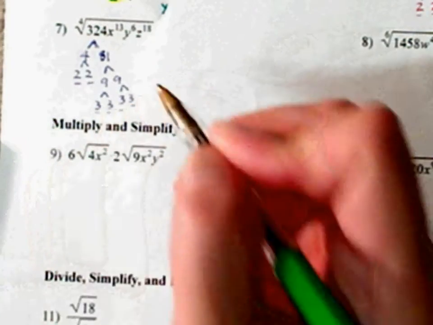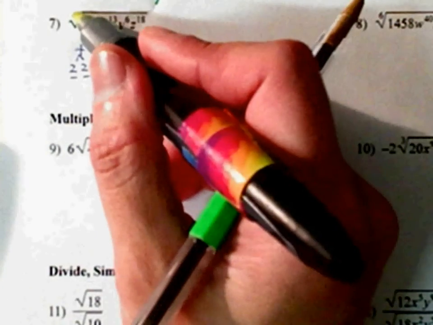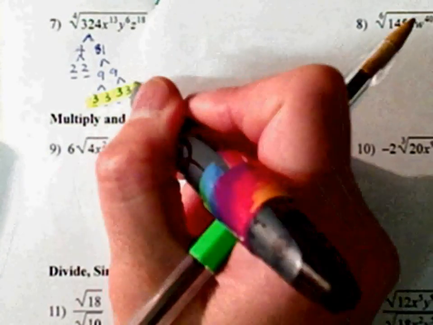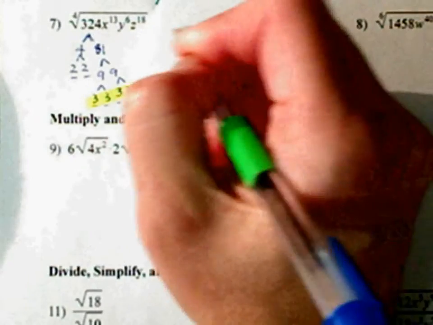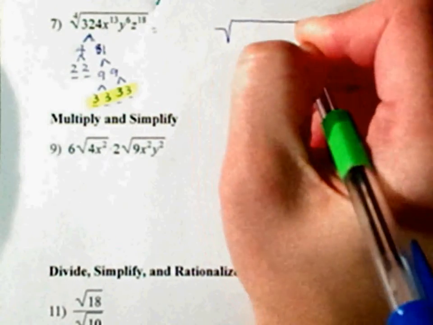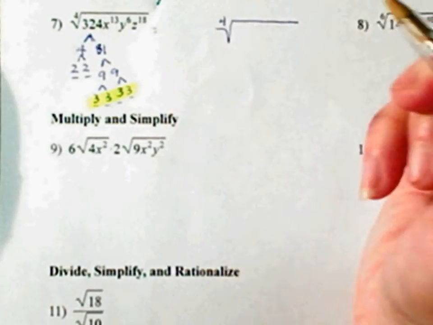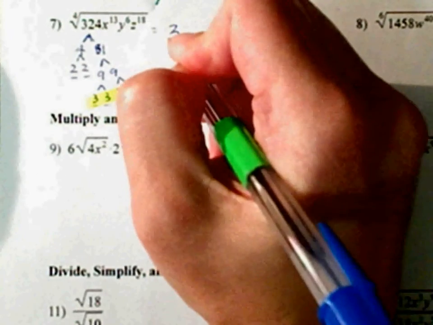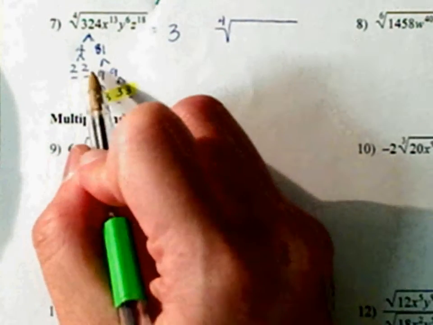Notice, I'm looking for 4 of a kind. See how that's a 4? Your root's a 4. There's my 4 of a kind. Draw your radical sign, put a 4th root there. Group of 3 comes out. Groups of 2 stays home. 2 times 2 is 4.